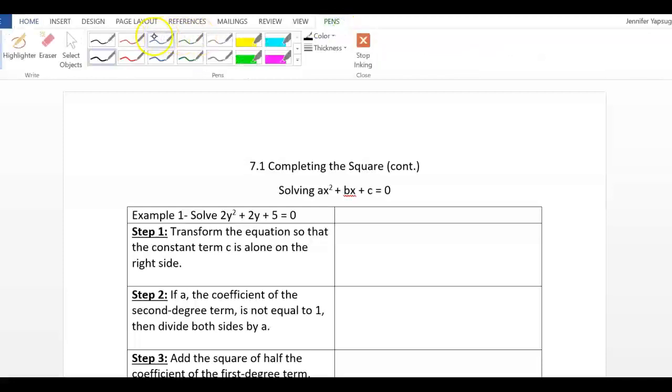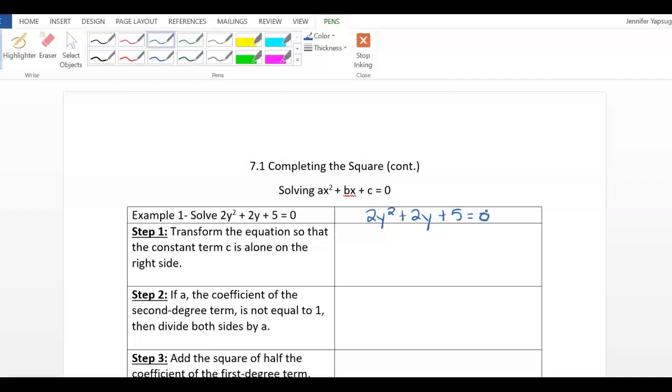So we're going to go ahead and get started with the problem that I have shown, example 1, which is 2y squared plus 2y plus 5 equals 0. So I'm just going to copy that at the top of this box. And the steps are going to be essentially the same that we looked at last class. There's just one slight difference to step number 2.